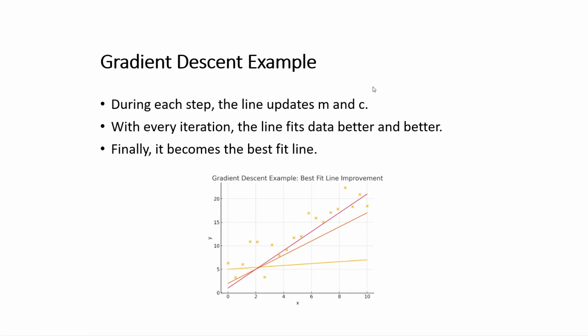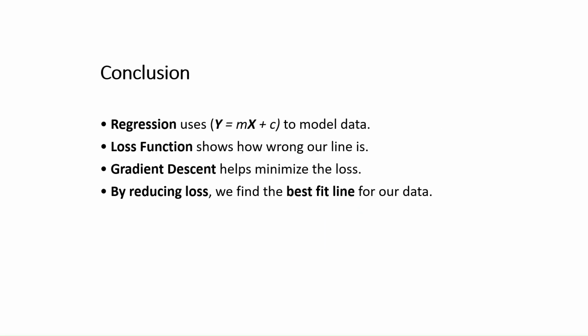Then next slide, we see here is the conclusion. First, linear regression shows the relationship between two variables. For this, the formula y equals mx plus c is used to model that. Then next, the loss function shows how wrong our line is. The best fit line is the line that minimizes the prediction error.